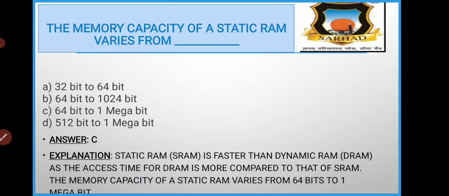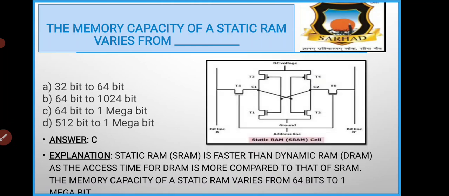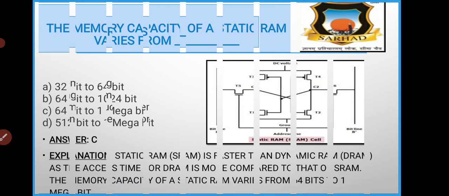Why? Because the static RAM, that is SRAM, is faster than dynamic RAM, that is DRAM, and as the access time for the DRAM is more compared to that of the static RAM, the memory capacity of the static RAM varies from 64 bit to 1 megabit, according to their speed. So option C is correct. This is the image for the static RAM cell.